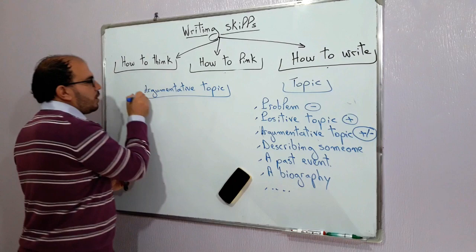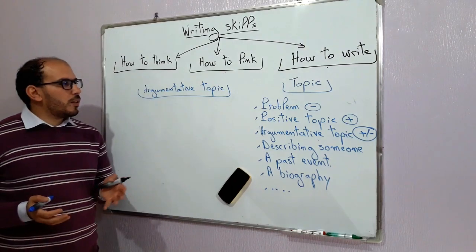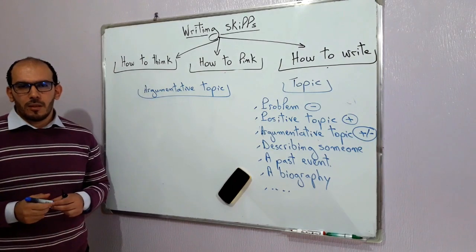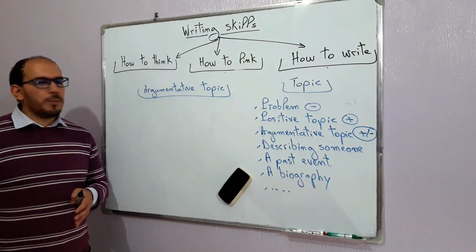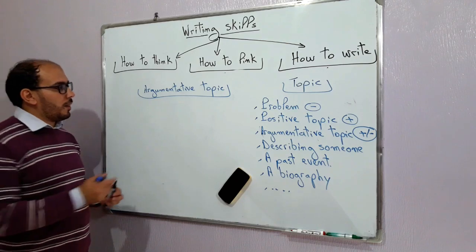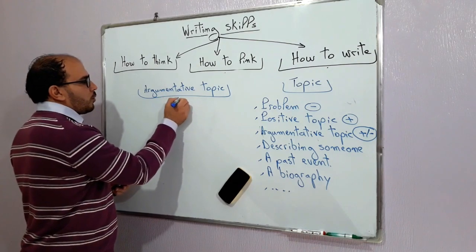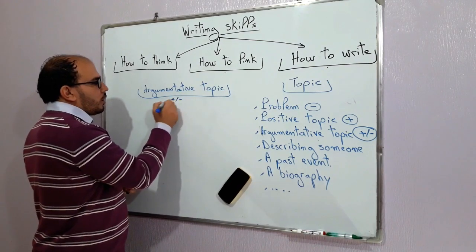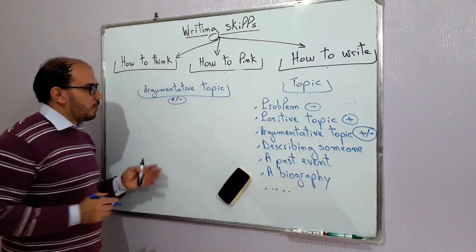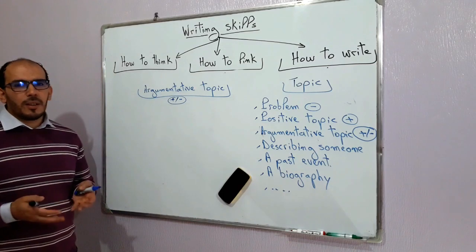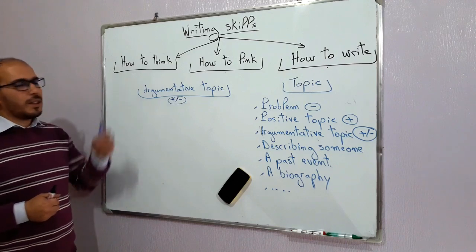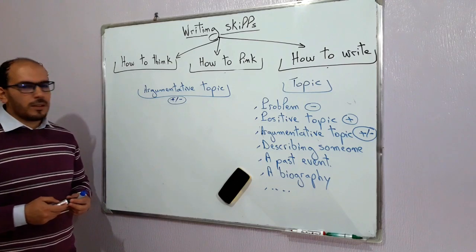An argumentative topic means a topic in which we have two opposite opinions. Some people say it is good, some people say it is bad. So that's why we say that we have two contradictory opinions. So this is a controversial issue or topic.